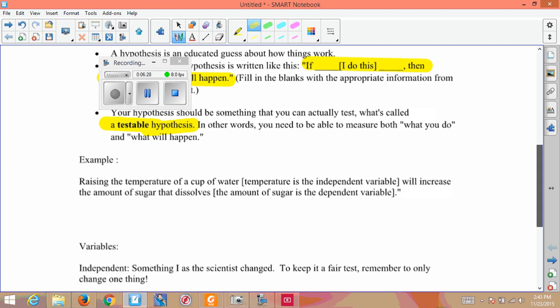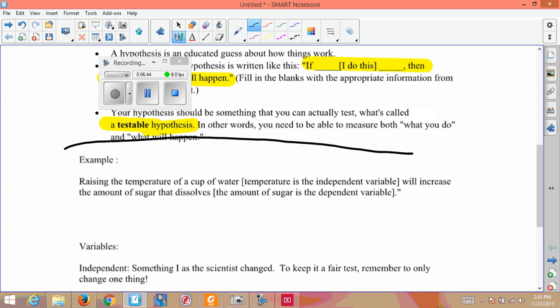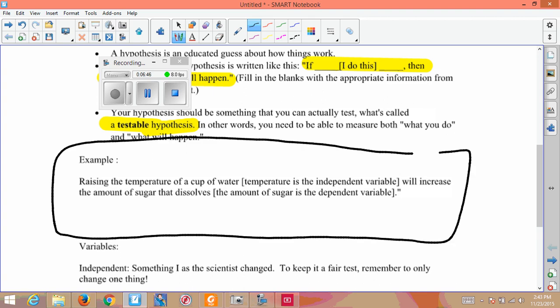Okay? So a hypothesis for this, think about that. How, for this right here, how might you write an if-then hypothesis? So take a moment. The teacher can pause the video and take a minute or two and use your think time to come up with an if-then hypothesis.